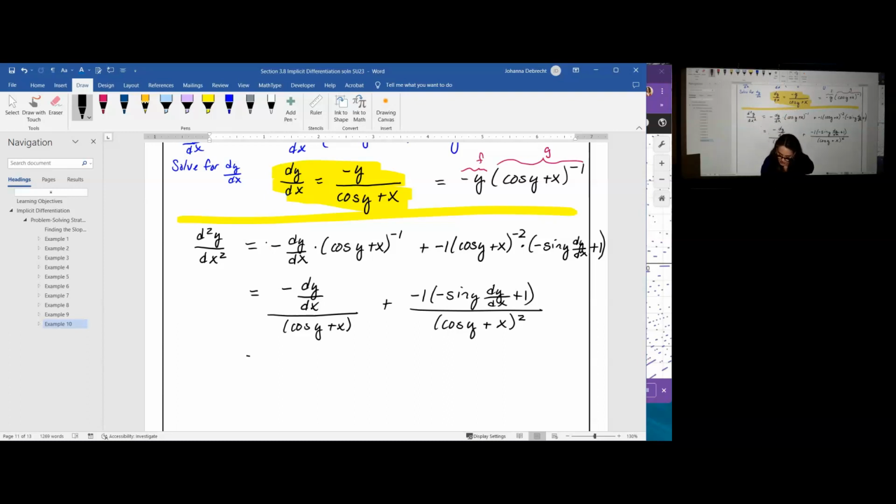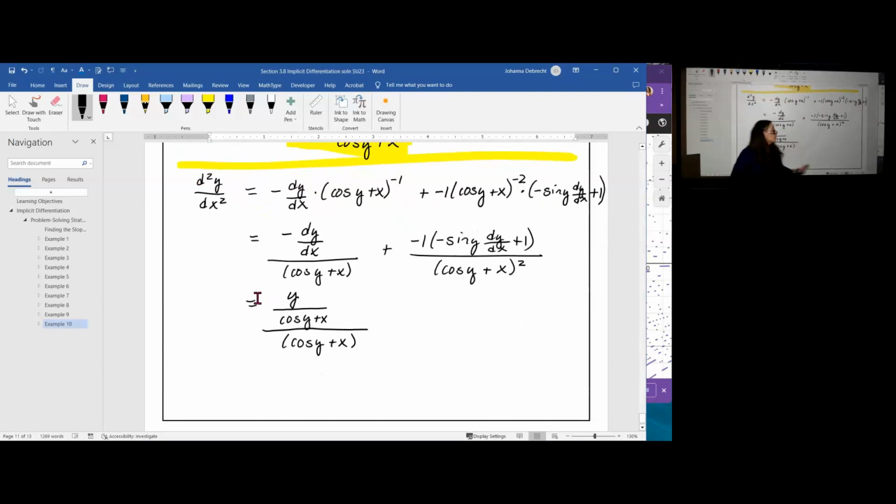So now I can rewrite the second derivative as, since I have a negative, it makes it double negative, which makes it y over cosine y plus x, all divided by cosine y plus x. Now, this is a complex fraction, and the numerator of the numerator is y, and this cosine y plus x is the denominator of the numerator. This cosine y plus x is the numerator of the denominator. So the two cosine y plus x's will end up together in the denominator.